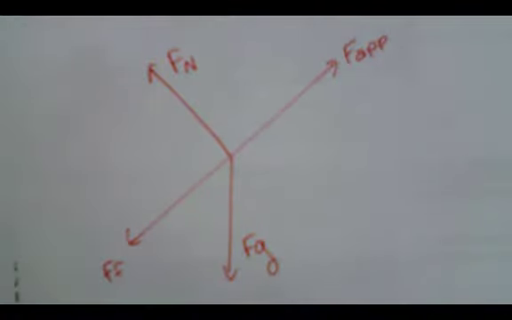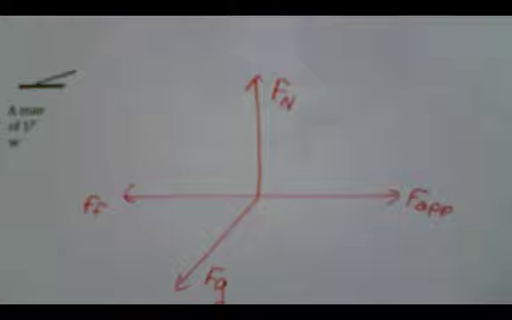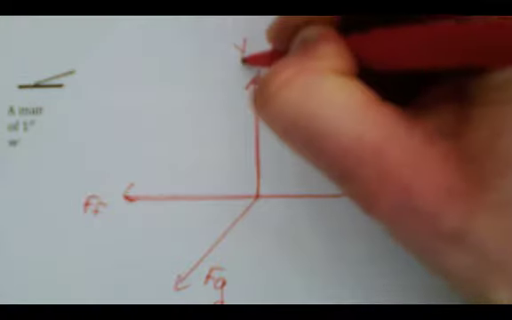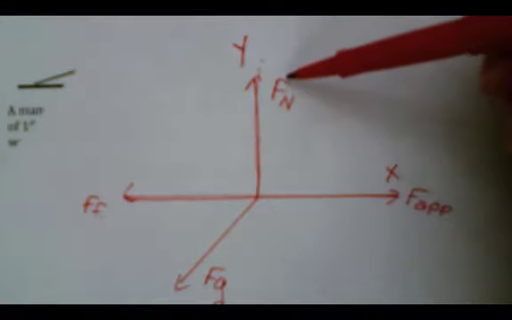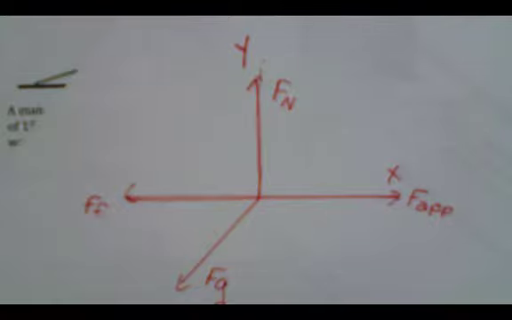We can take a shortcut here. What we're going to do is rotate our diagram. We're going to make this our x-axis and this our y-axis. Now we have three forces that are right along the axis. The applied force acts only in the x direction. The normal force acts only in the y direction, and the frictional force acts only in the x direction. The only force at an angle is now our gravitational force.